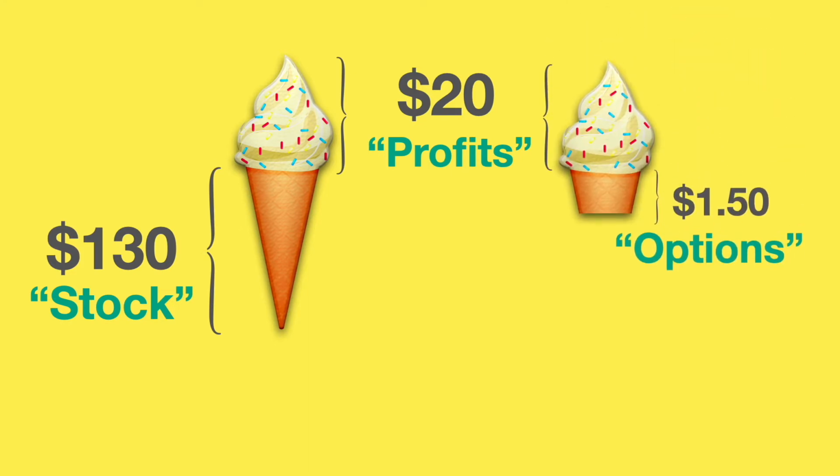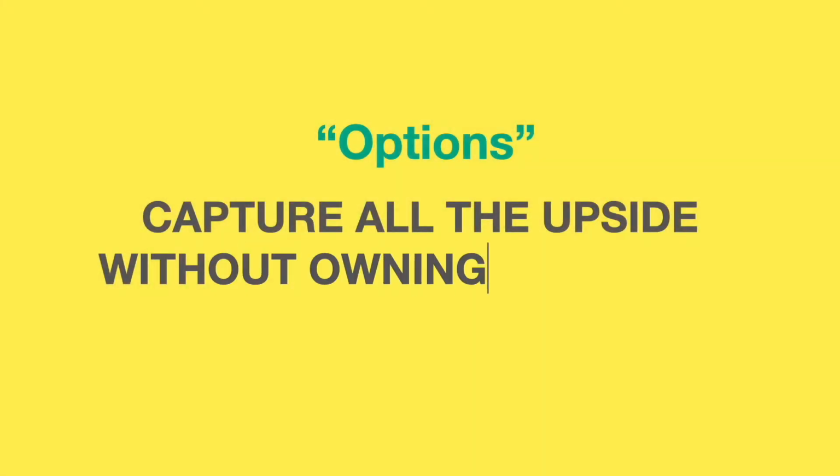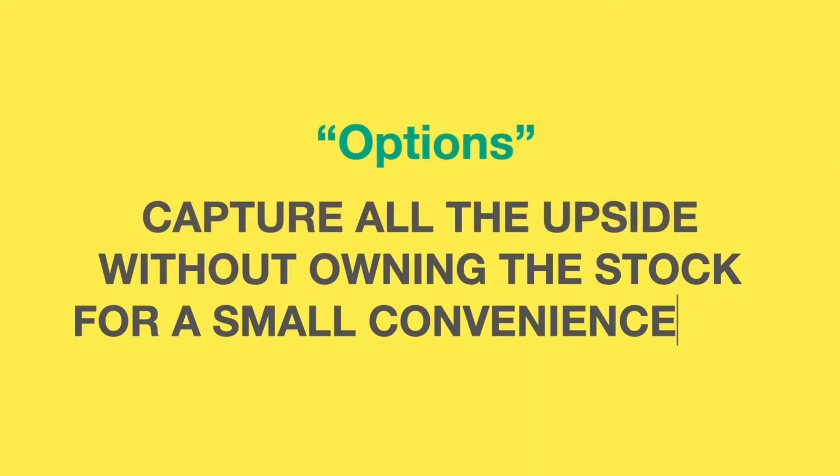Options give us an alternative way to do the same trade in a much cheaper fashion. You can make the same $20 profit by replacing the stock with an option that costs just $1. So basically, options can capture all the upside without owning the stock for a small convenience fee. Let's go to the trading platform and see how to buy an option.